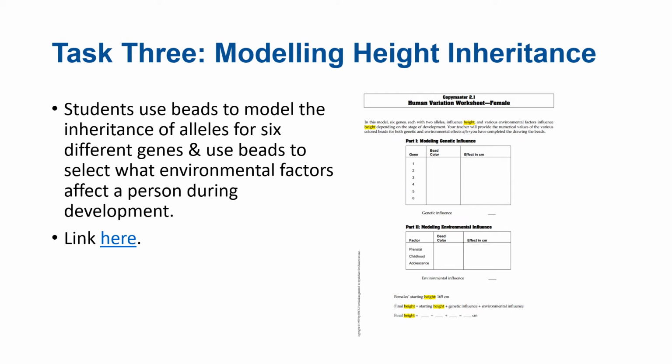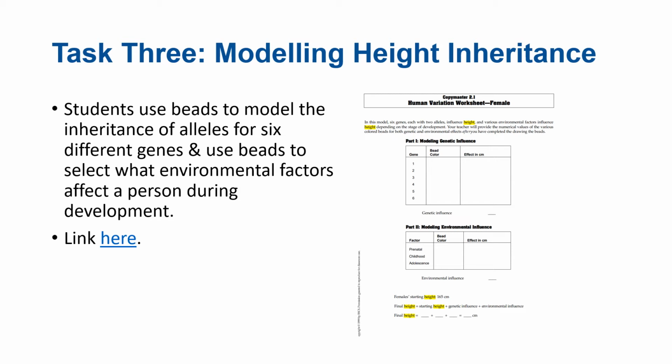Okay, the third task is actually a task developed by the National Institute of Health in America, and it focuses on understanding how height is a multifactorial trait, and it's actually a modeling task. So it's a physical interactive task where the students will model the inheritance of height. In this particular task, height is positioned as the product of 6 genes and 3 different environmental contexts. And students use beads to determine which alleles are inherited for each gene and which environmental contexts are present for each individual at each stage of development.